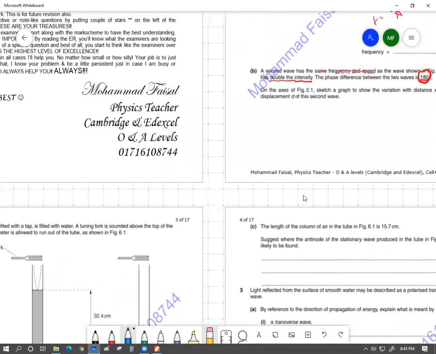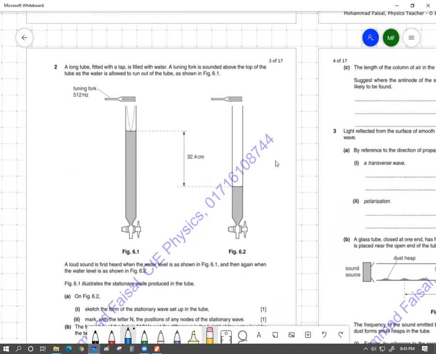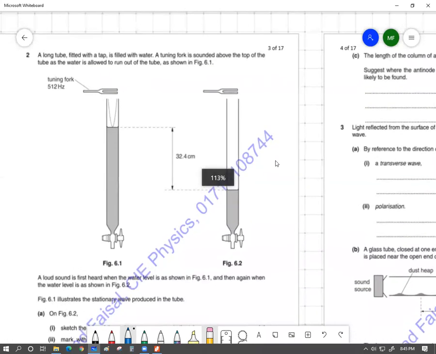Question number 2 is about the superposition of stationary waves, the resonance tube. Have a look: a long tube is filled with water, and the tap is filled with water. A tuning fork is sounded above the top of the tube as the water is allowed to run out of the tube, as shown in figure 6.1. So we have a tuning fork of 512 hertz. Important information, we're going to need that, so I'm going to underline this information.